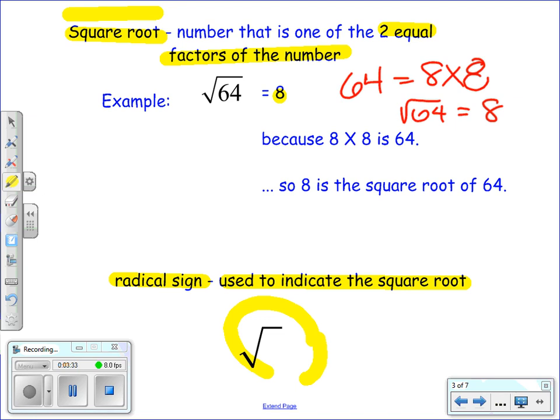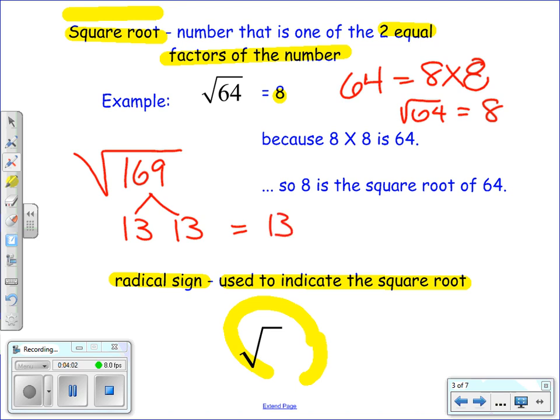So what if we had the number 169? We wanted to find the square root of that. We actually are going to punch these mostly into our calculator, but some of them we'll do in our head. What are two factors of 169? 13 and 13. And since they're the same, the square root of 169 will be just 13.